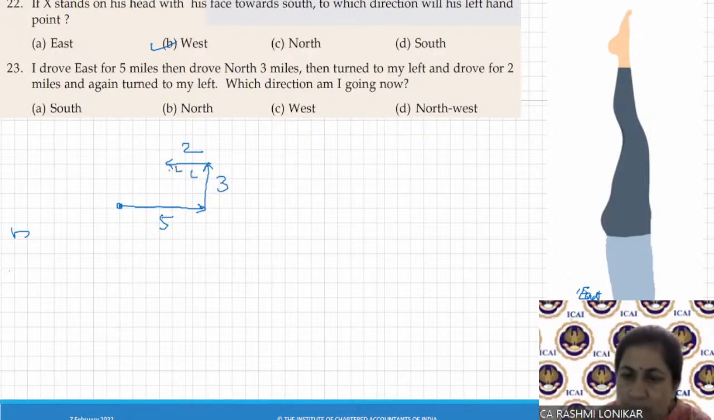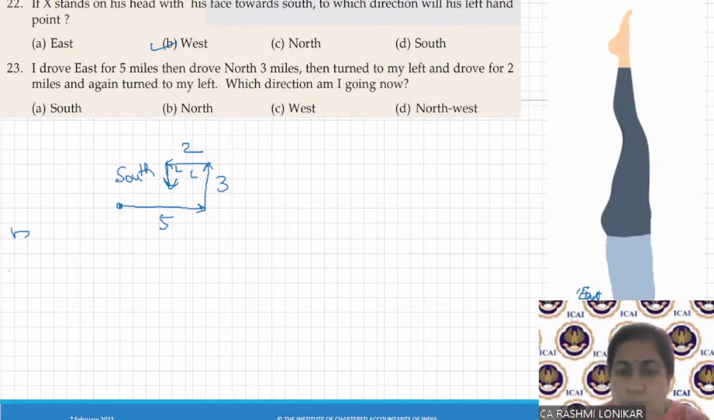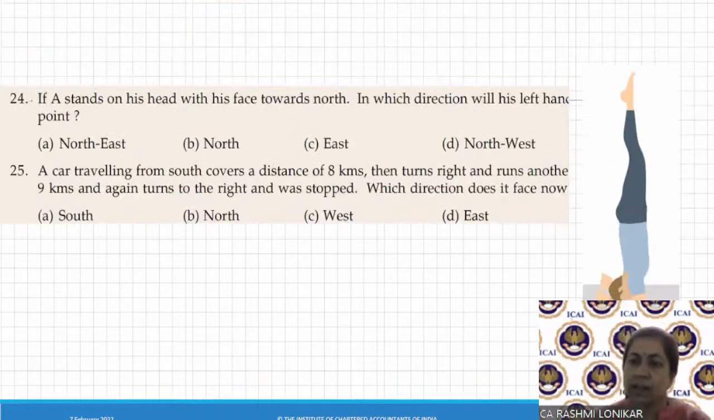So again I'm here, and again I turn to my left. Which direction am I going now? This is the south direction. They are not asking with reference to the starting point. Just be careful. The question may come with reference to the starting point or general in which direction I'm going. For this, they're just asking in generally in which direction I'm going. So I'm going in the south direction.